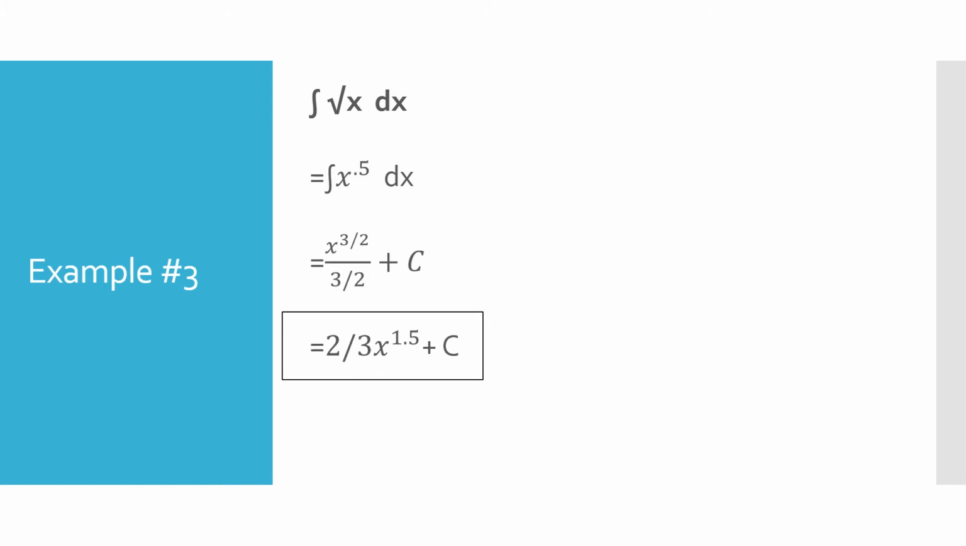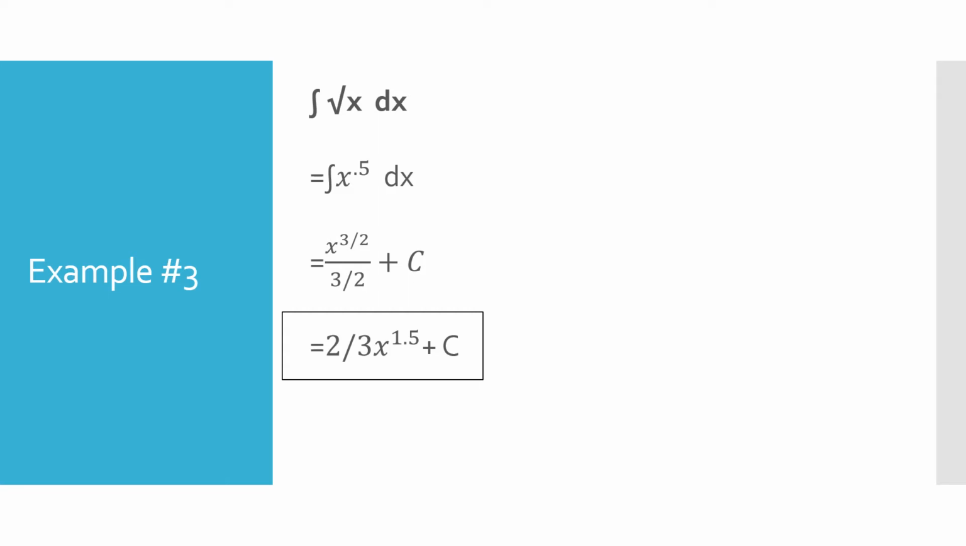Alright, with example 3, we decided to make it a little bit harder as this might be a problem that could appear on the exam. When you have the square root of x, you want to get rid of that square root first, and you have to remember that every square root is essentially raised to the second power. So your x becomes x raised to the 1/2.